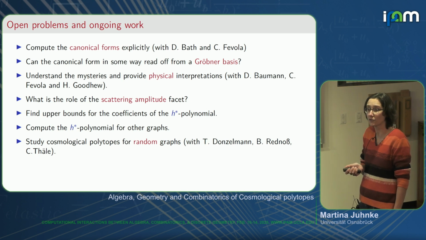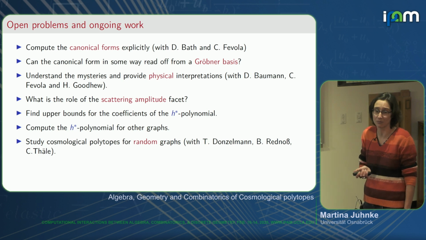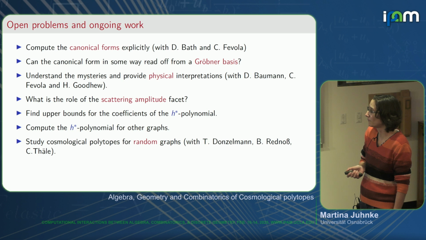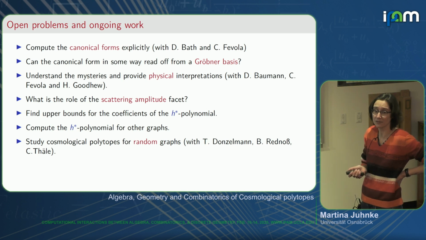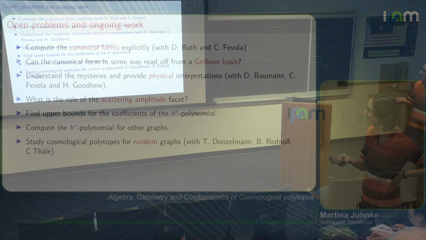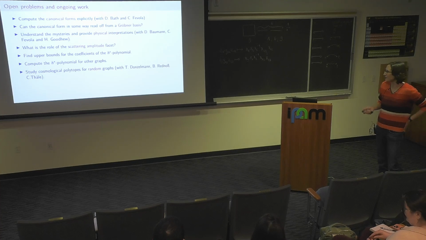The other thing is, and I didn't show this to you, we could find lower bounds for the coefficients of the H star polynomial. So what about upper bounds? We have a conjecture, but we were not able to show it. Similarly, can you compute these H star polynomials for other classes of graphs? Again, there are some conjectures, but let's keep it for the future.